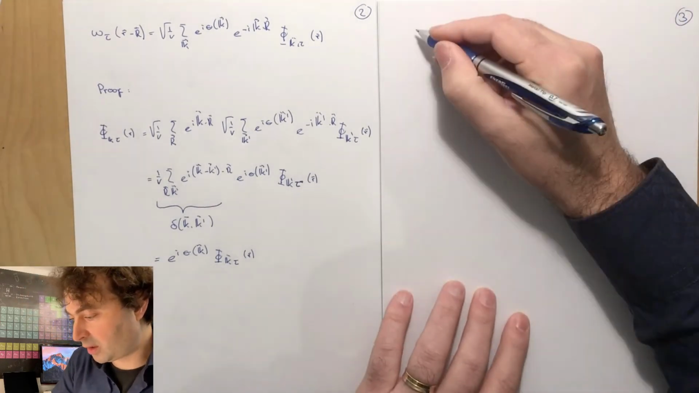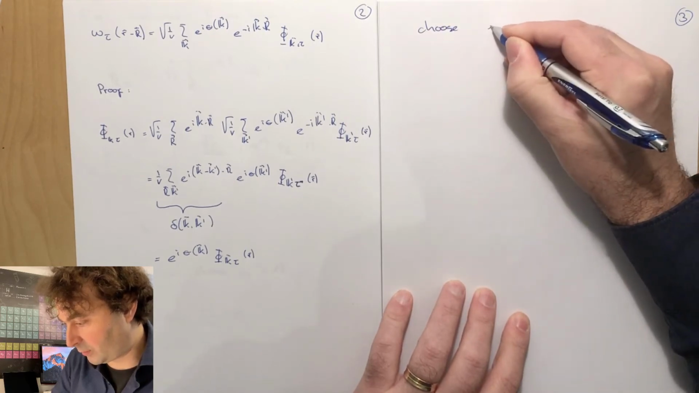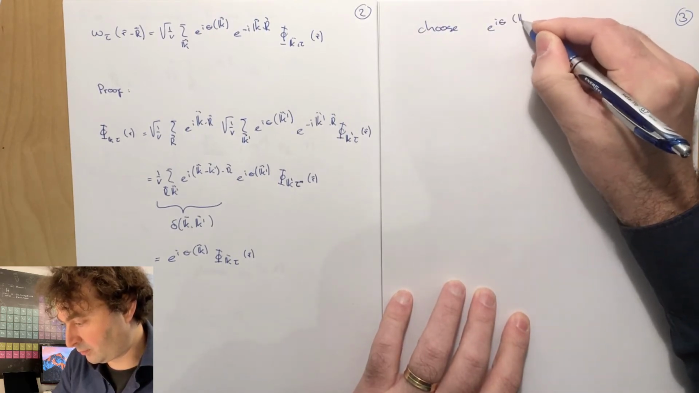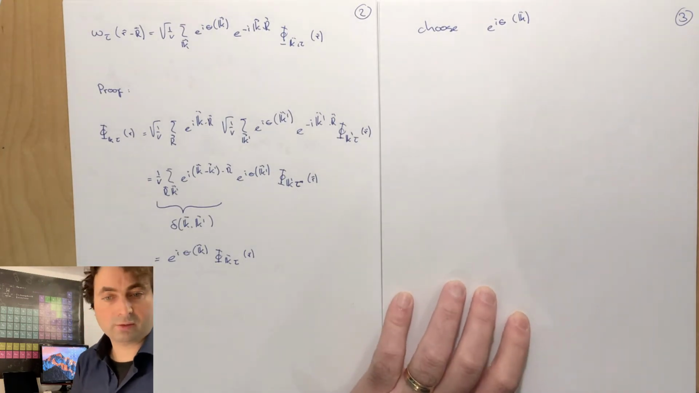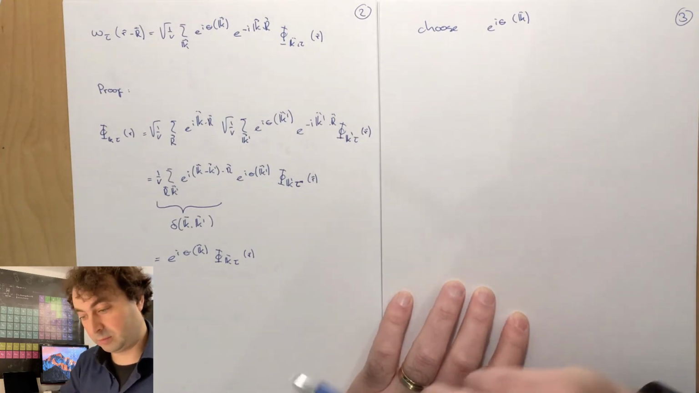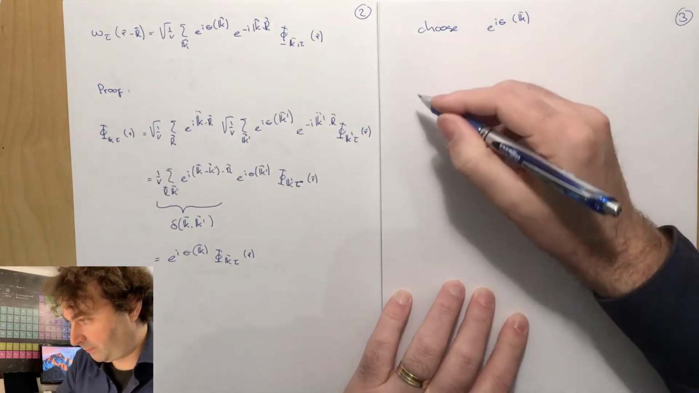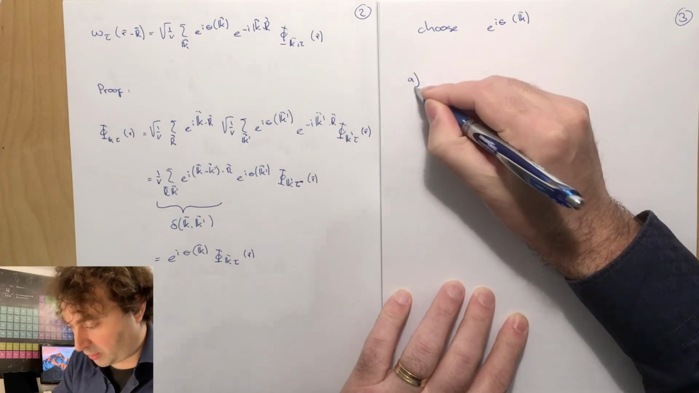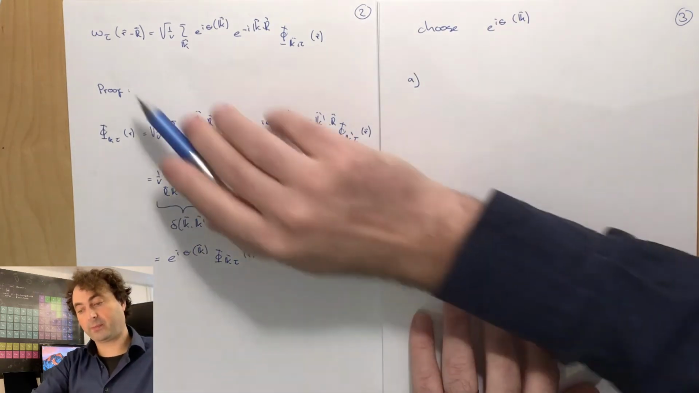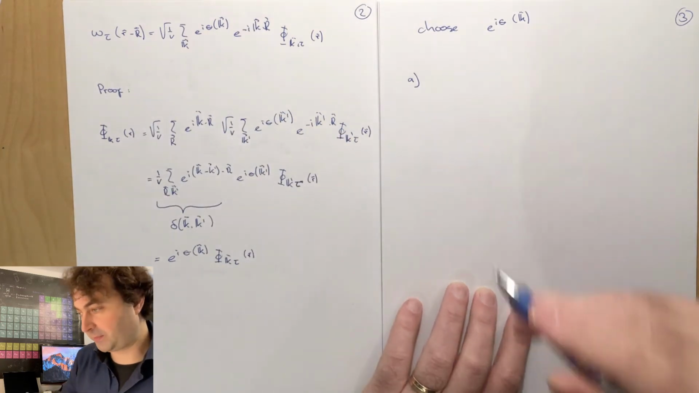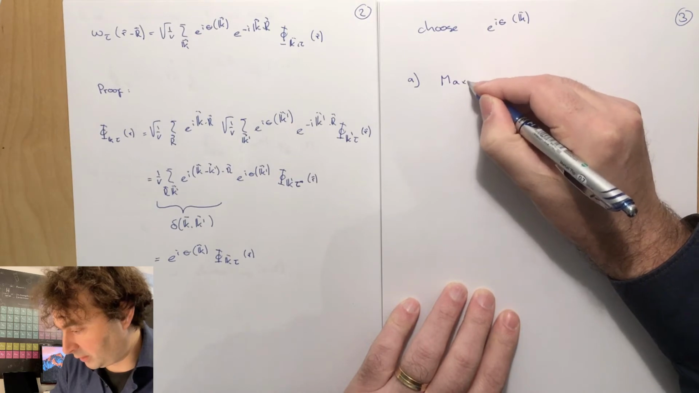So now the question is, how do we choose this phase function? And we can use this phase function to determine some properties of our Wannier function. Let me discuss two common choices one can make. We want our Wannier function to be localized, and we can choose it to be maximally localized.